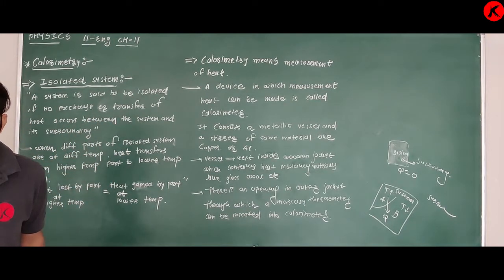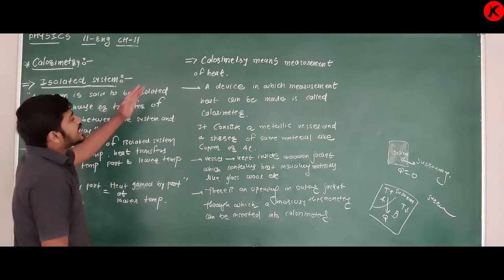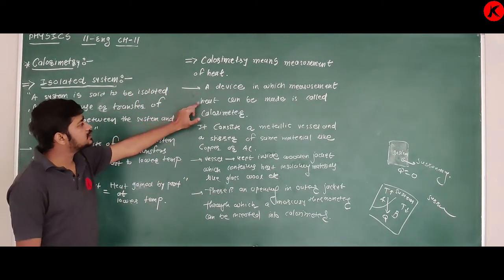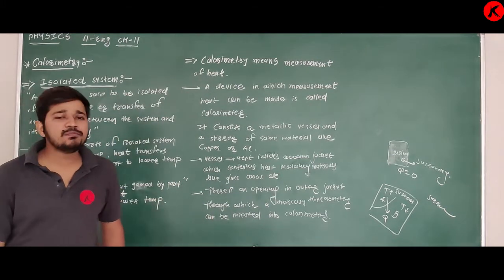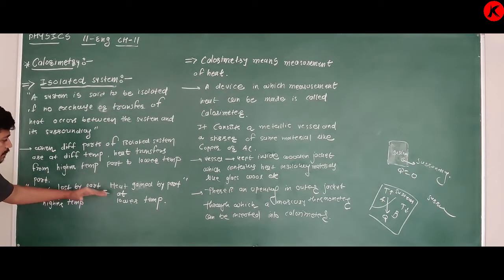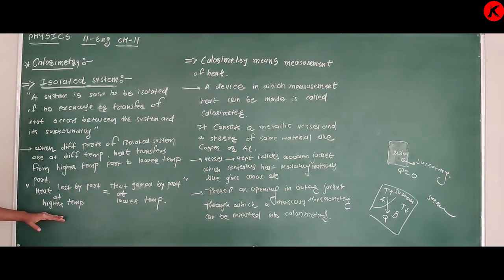Simple. Okay, what is calorimetry? Calorimetry means measurement of heat, and a device in which measurement of heat can be made is called a calorimeter. It is the method of measurement of heat. Okay, how to measure heat?